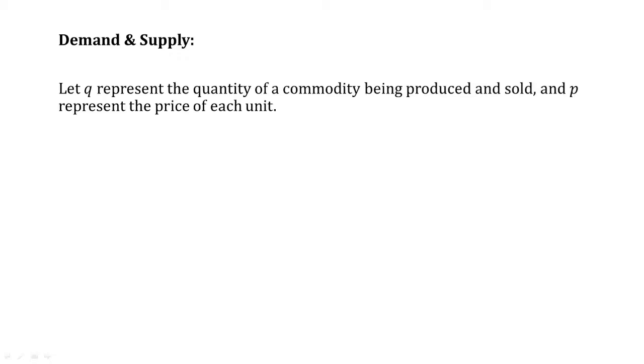Okay, and so here demand and supply is an excellent example where we can use mathematical functions to model a business problem. And so now, anytime doing a business modeling problem, there are always two important quantities, two important variables to consider. So here I'm going to let Q represent the quantity of a commodity being produced and sold. And we're going to let P, a different variable, represent the price of each unit of that commodity, of course.